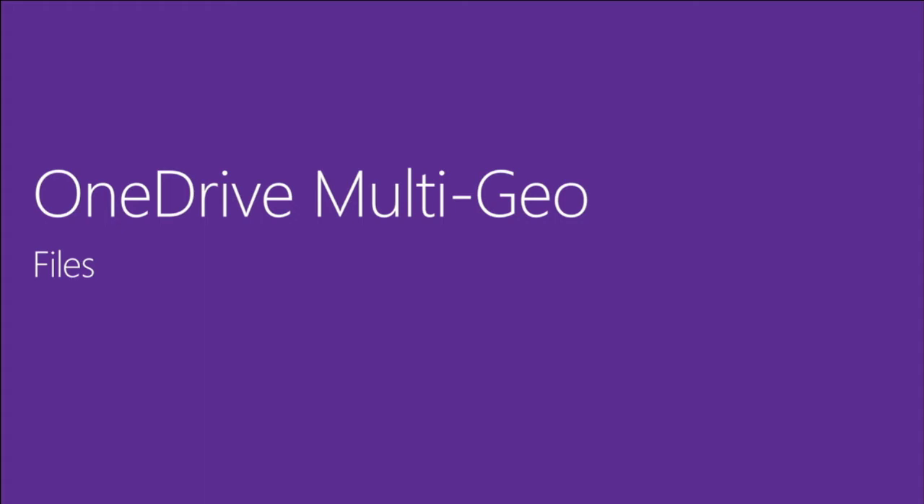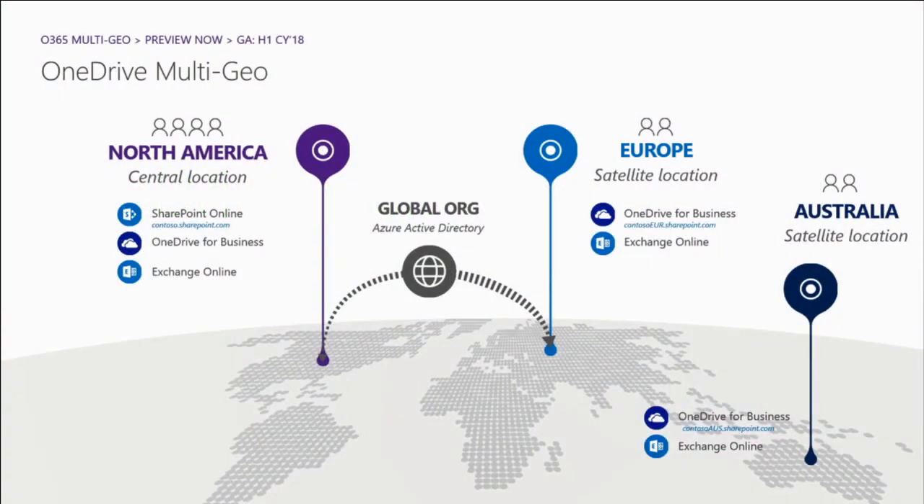All right, OneDrive Multi-Geo, let's start there first. So here, main aspect is when we say OneDrive Multi-Geo, what it means is, as you can see in the picture, North America is the central location, and Europe and Australia are the satellite locations. And in the satellite locations, you're going to get only the capabilities of OneDrive for Business.